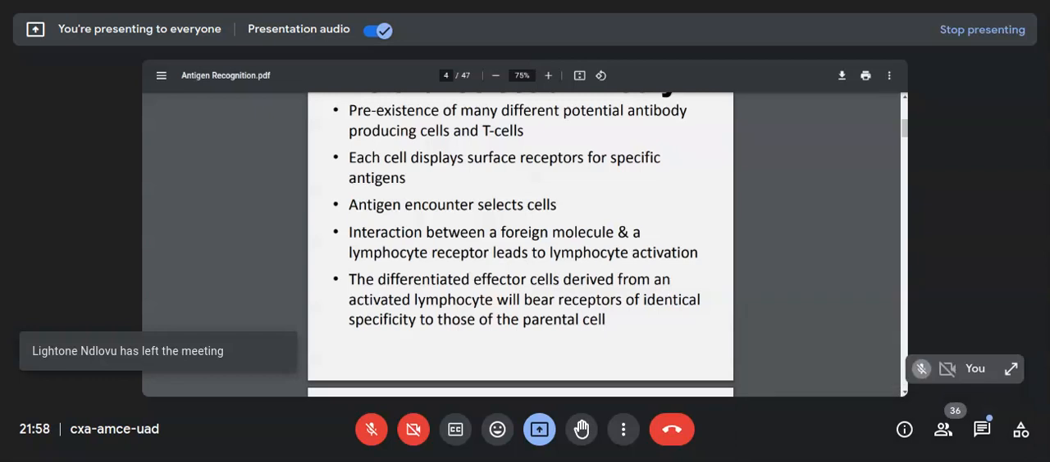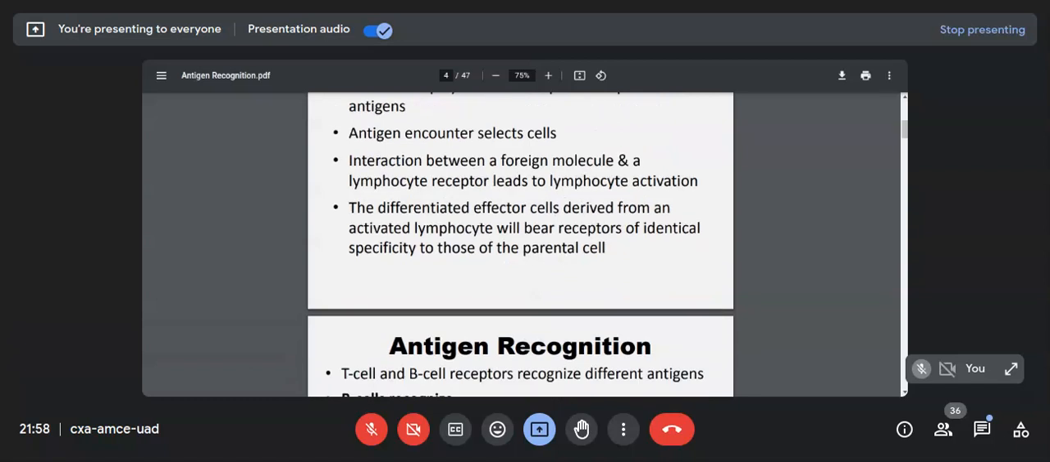Okay. So basically, I've gotten a question, Doc, from the inbox. Which one attaches to the T cell? Which one attaches to the lymphocyte? Is it the antigen to the lymphocyte or the lymphocyte to the antigen? It can happen vice versa, but usually it's the antigen attaching to the lymphocyte. I hope I've answered your question. Any more questions before I continue? Or I can continue, isn't it?